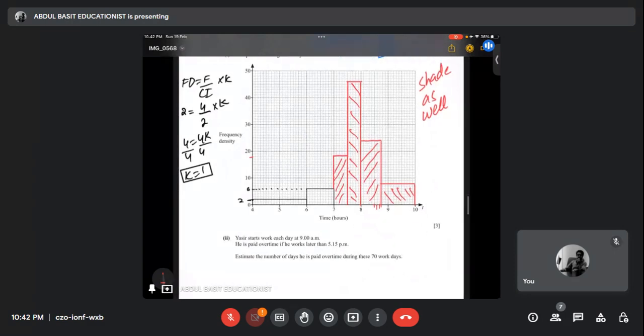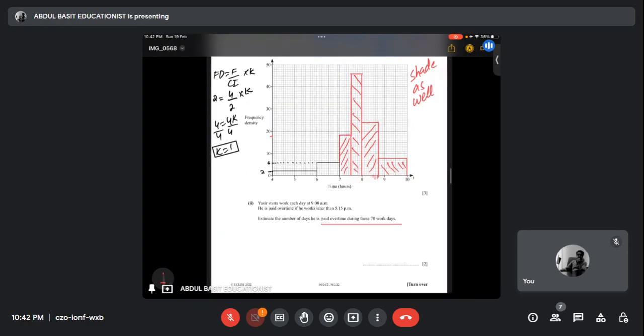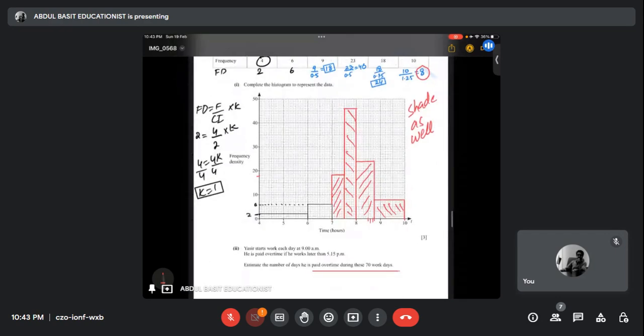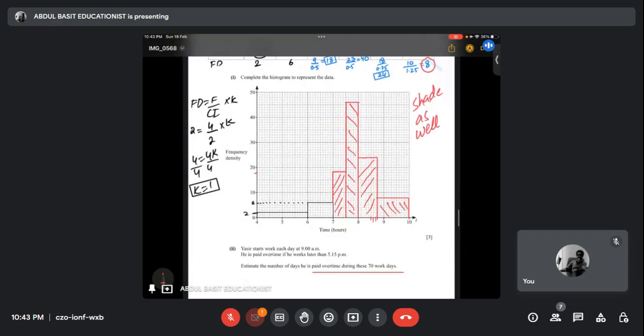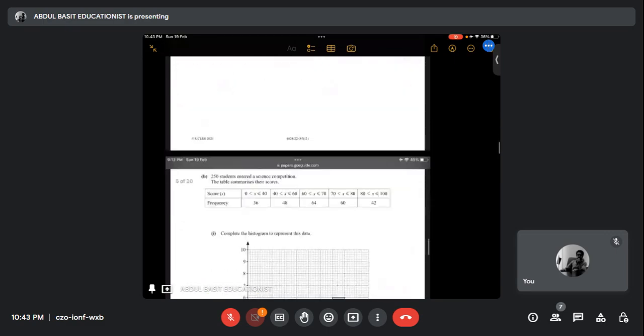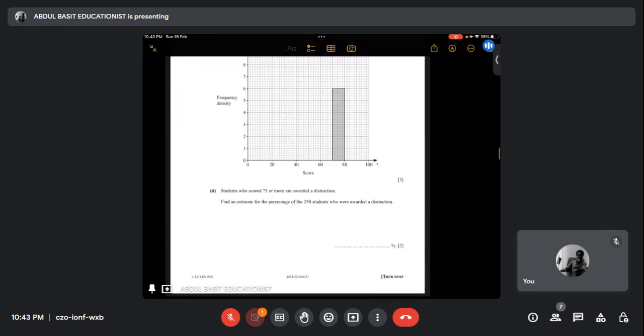Now they say Yasser starts work each day at 9 a.m. He is paid overtime if he works later than 5:15. Estimate the number of days he is paid overtime during the 70 work days. So he starts at 9 a.m. and is paid overtime if he works later than 5:15. So we have to check the working hours. First of all, from 9 a.m. to 5:15 p.m., how much time is that? Please use your calculator and tell me what is the answer.